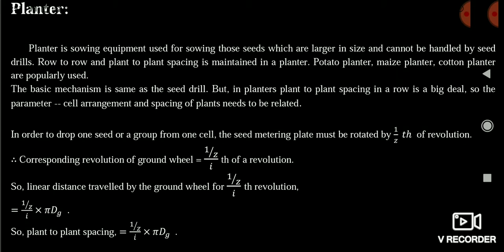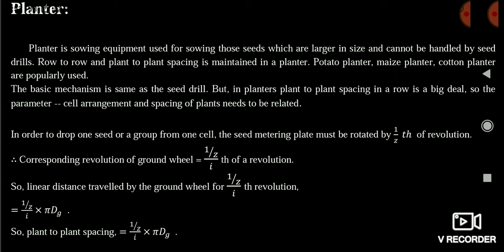Then friends, for one seed we have to revolve the rotor shaft or seed metering plate by 1 by z of revolution. You should clearly understand here, for z number of seeds, 1 revolution of seed metering plate or planter rotor shaft is required. So for 1 seed to drop, 1 by z of the revolution of seed metering plate is required.